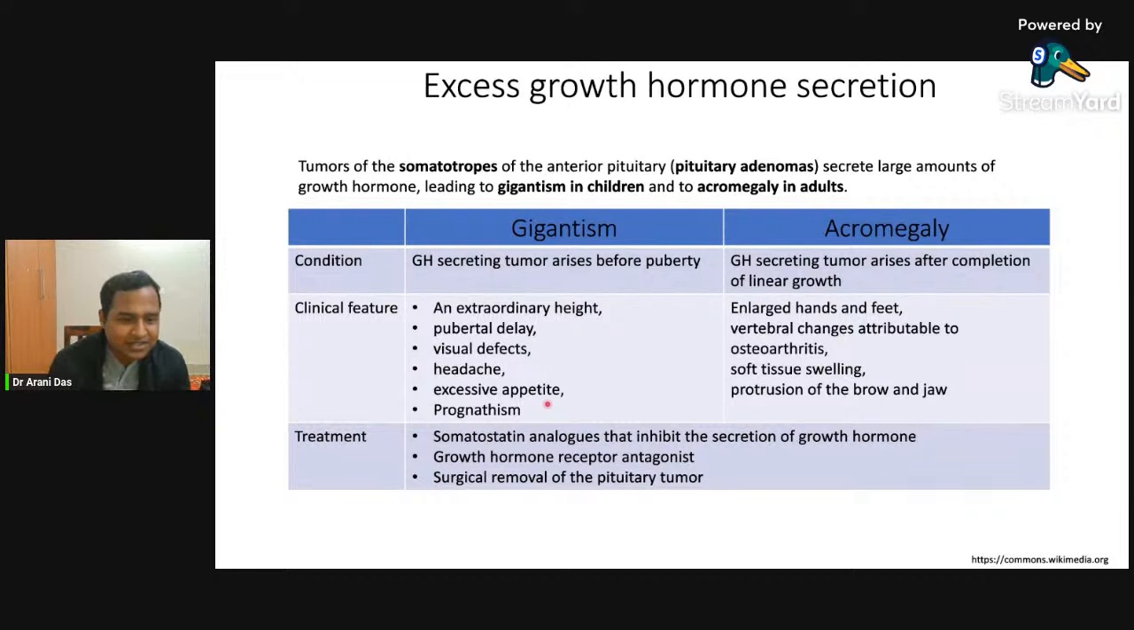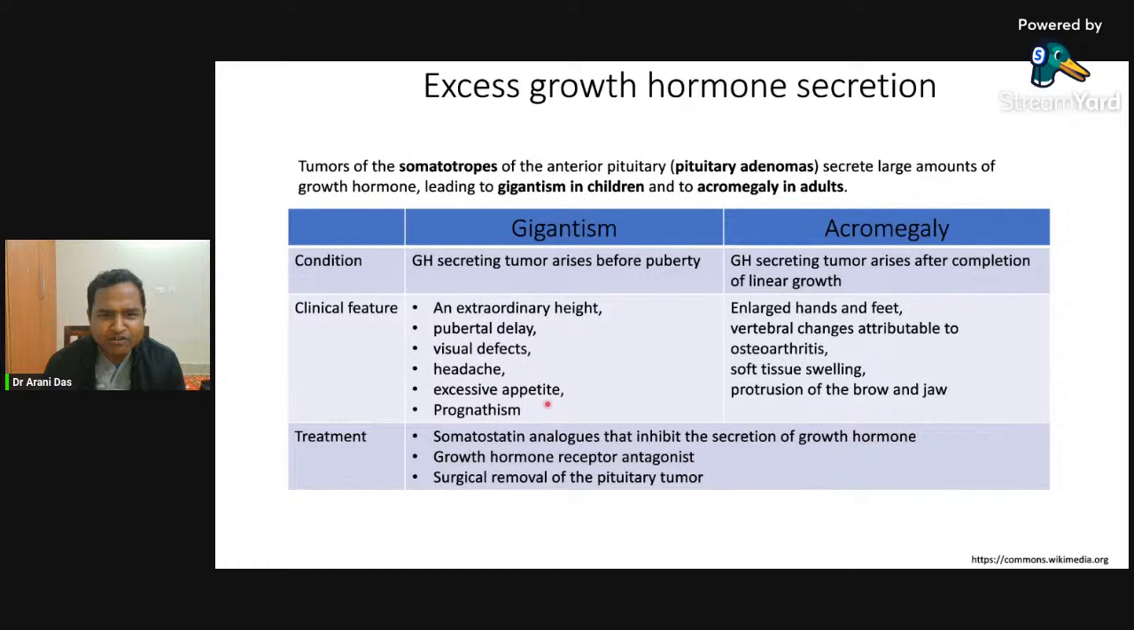Gigantism is excessive growth hormone secretion that arises before puberty. That means what? Normally, most of our growth, or you can say the linear growth, occurs during adolescence, around pubertal time. At this time, the maximum growth spurt occurs. And after adolescence, when we are going into the adult phase, most of the epiphyseal or cartilage growth halts, and we get our adult height at around 18 to 20 years maximum.